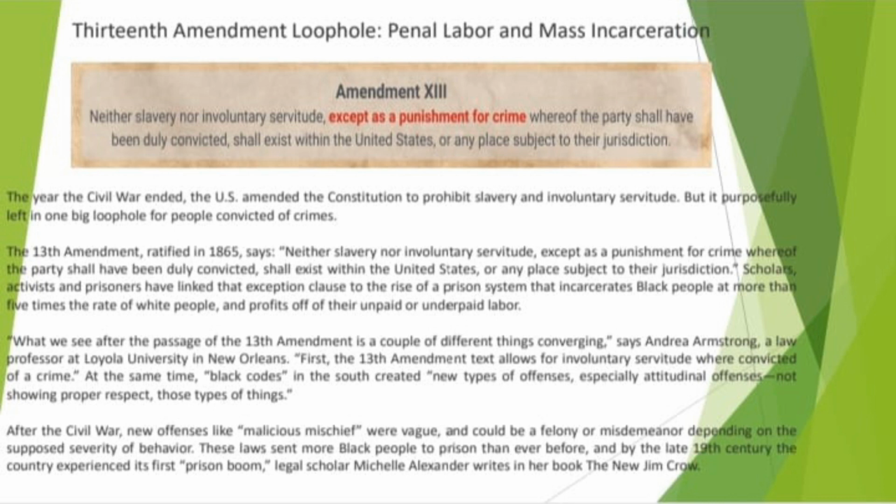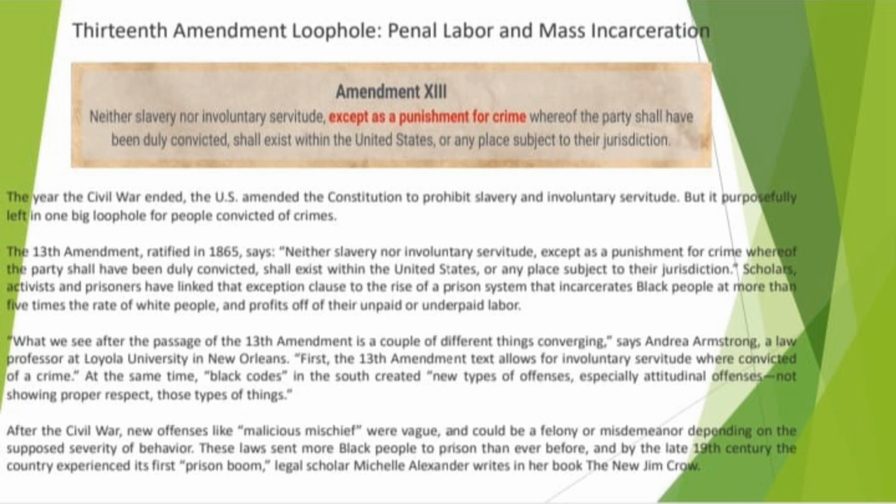The year the Civil War ended, the US amended the Constitution to prohibit slavery and involuntary servitude, but it purposefully left in one big loophole for people convicted of crime. The 13th Amendment, ratified in 1865, says neither slavery nor involuntary servitude, except as a punishment for crime whereof the party shall have been duly convicted, shall exist within the United States and any place subject to their jurisdiction.